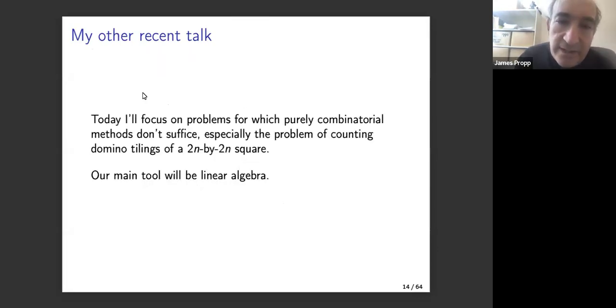So our goal today is to count domino tilings of a 2n by 2n square in a way that's independent of n. So I'll show a couple of attempts which get us part of the way there, and then I'll show the thing that actually lets you prove an exact product formula for the number of domino tilings of a 2n by 2n square. Any questions yet?